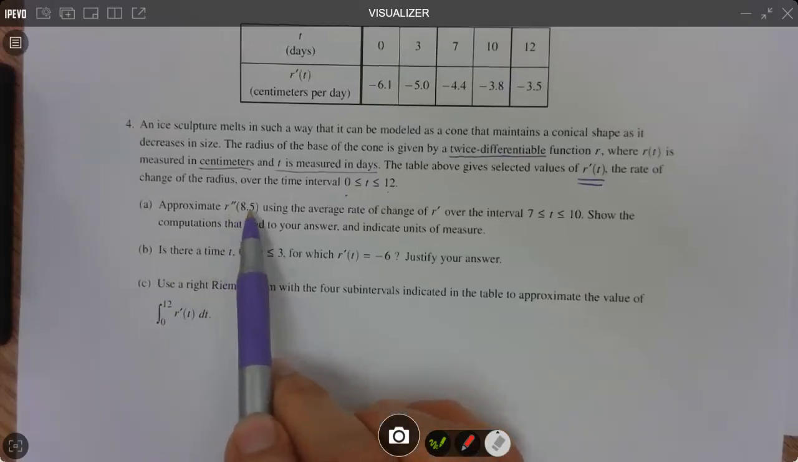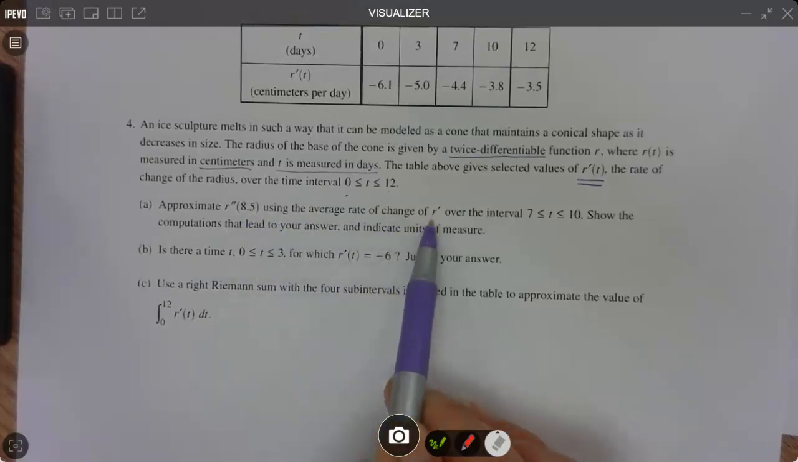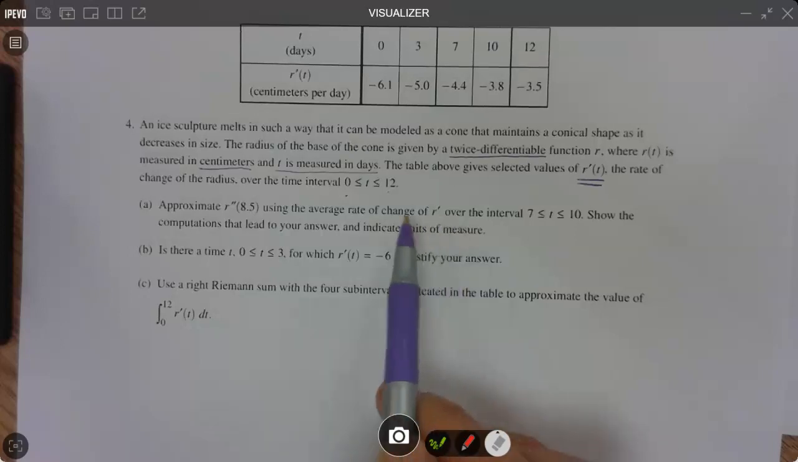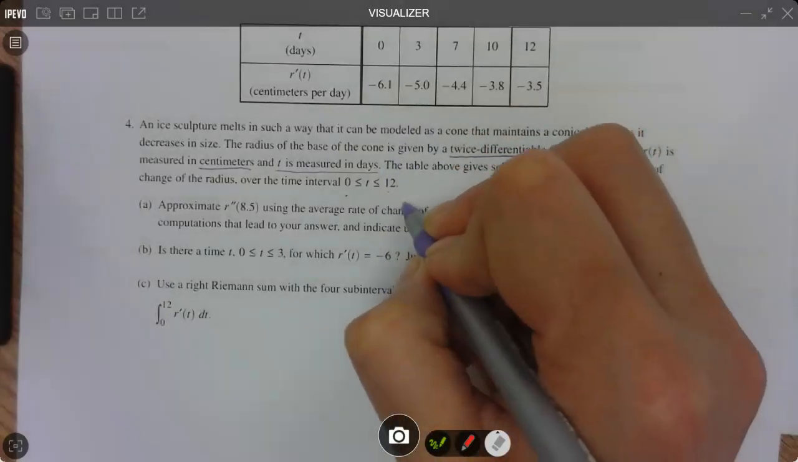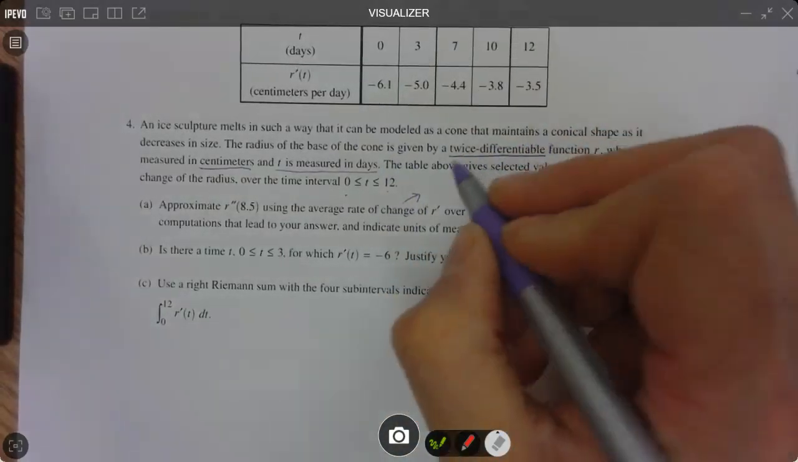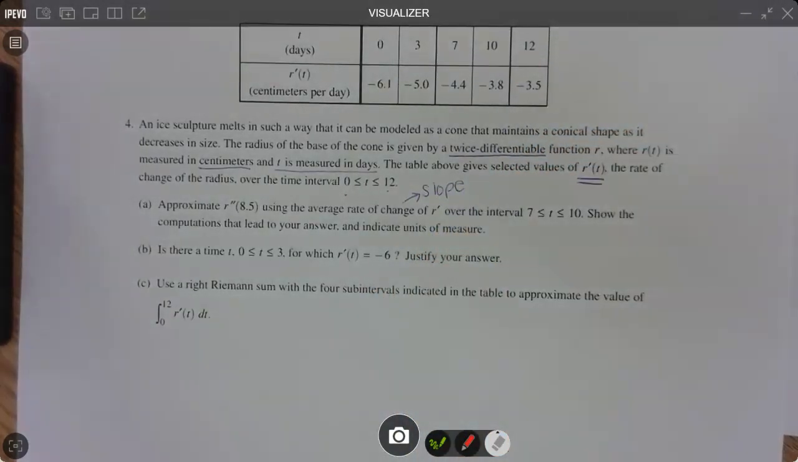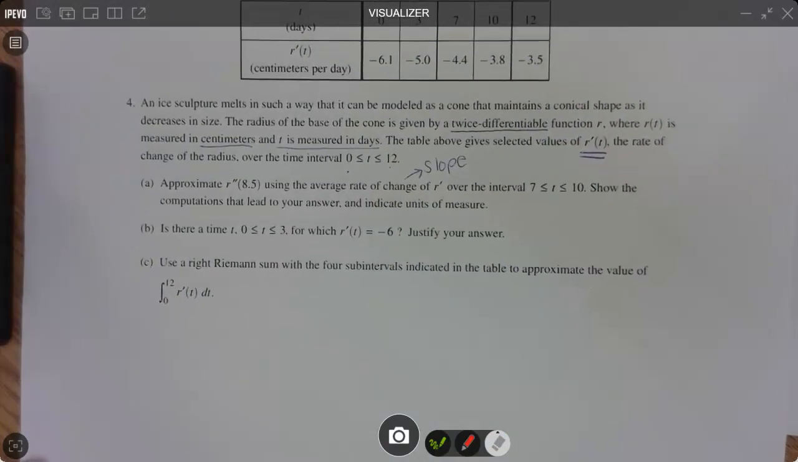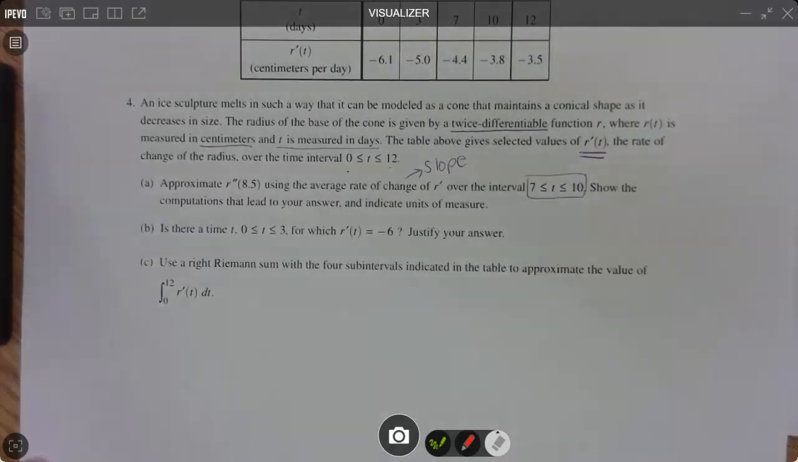Approximate R double prime of 8.5 using the average rate of change. So what is average rate of change going to look like then? Average rate of change implies slope of the secant, perfect. Average rate of change implies slope, and they are telling you to find the slope from 7 to 10.